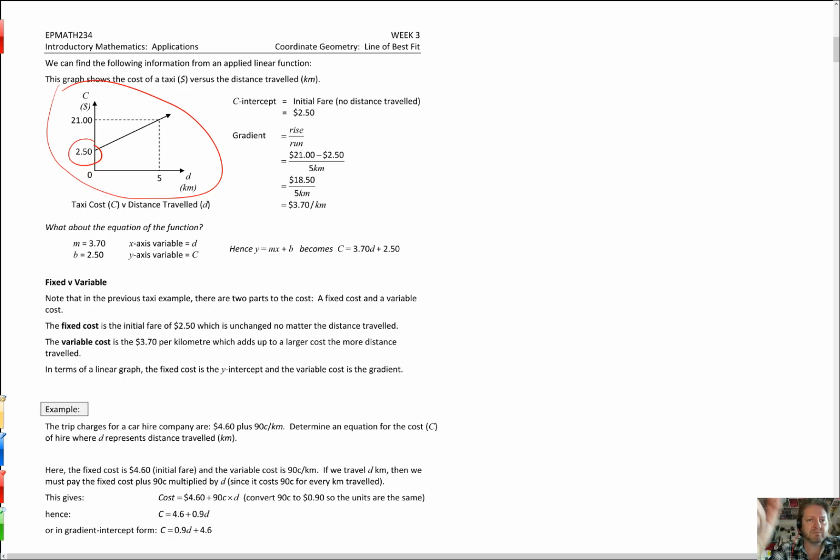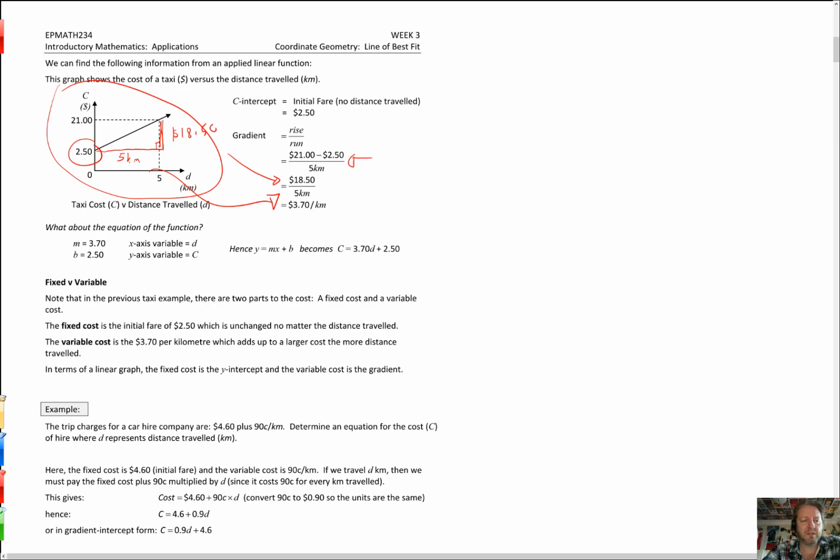Then we need to work out the gradient. Okay, well the gradient, I'll draw a triangle. What I'm going to do is draw it here. And you'll see, okay, in this triangle here, my horizontal run is 5 and it's kilometres. My vertical rise, I went from $2.50 to $21. That's what I'm doing here. I'm subtracting $2.50 from 21. In other words, it went up $18.50. So what's the gradient? Well, it's $18.50 on top, we've got here. It's 5 kilometres on the bottom, which I've got here. $18.50 on 5 is $3.70, and it's dollars per kilometre.